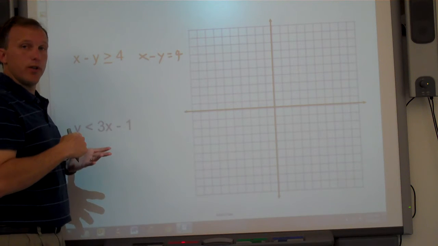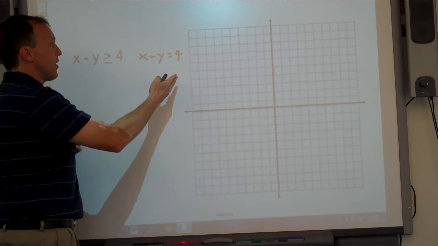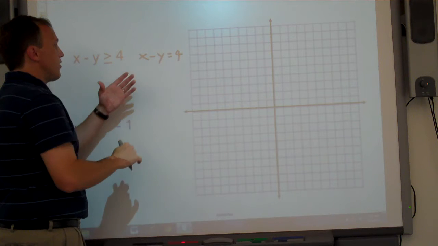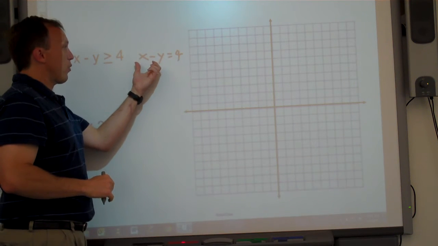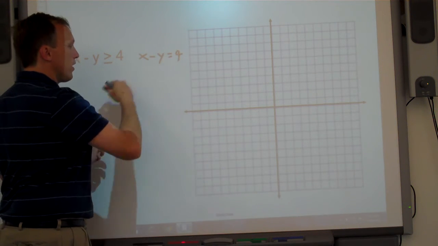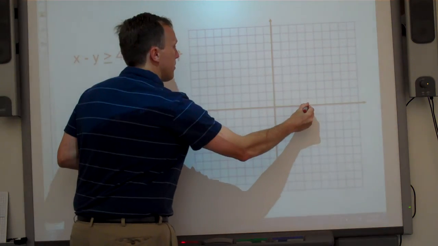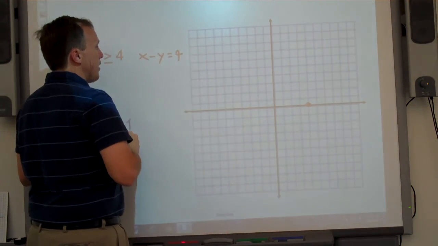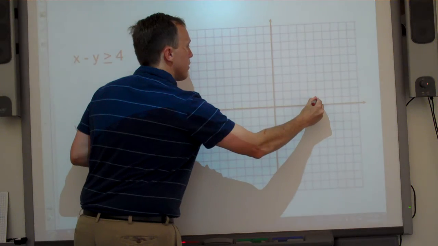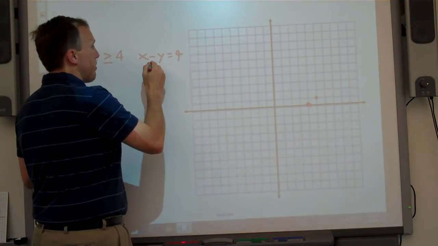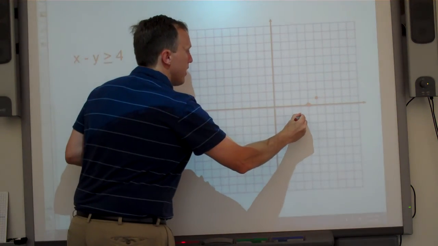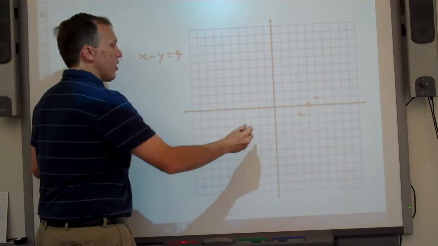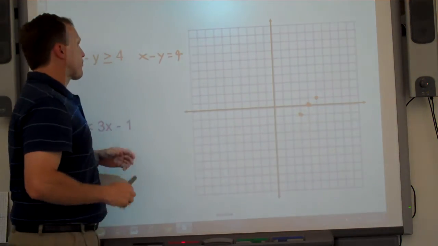And so we want to find points on that. Again, we could put this in the slope-intercept form. We could also just plug in values. It's not very difficult for us to figure out x and y values that subtract to make 4. For instance, I know that 4 minus 0 works. I know that 5 minus 1 works. I know that 3 minus negative 1 works. And so our line should start to shape up like this.